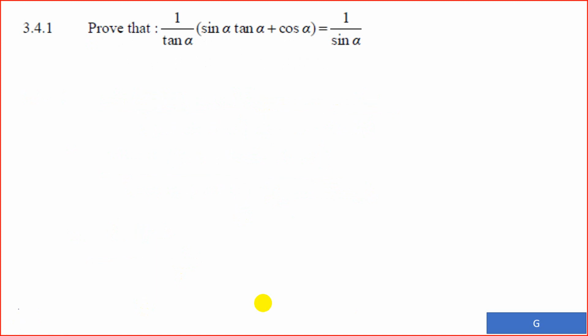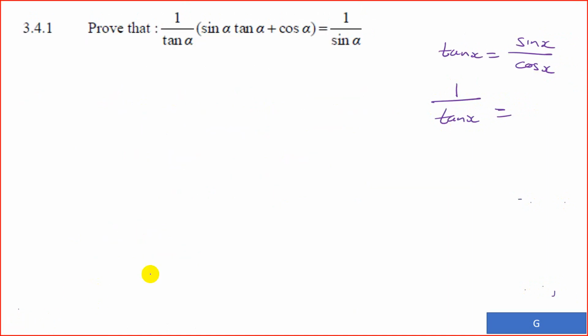We're going to do our last question. And before we do this question, you'll see we notice we have a 1 over tan. I want to remind you once again that tan x is equal to sine x over cos x. And if we flip both sides, we get 1 over tan x is actually equal to cos x over sine x. And you'll notice that is what I'm going to apply here.